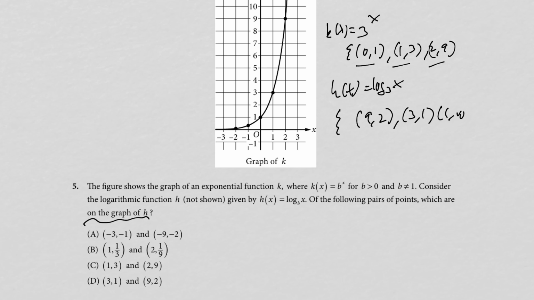So which are on the graph of h, which isn't shown, which incidentally looks something like that? Well, (1, 3), (2, 9), and (0, 1) are points on the original. But if I take those points and switch the x and y around, I get points on the inverse graph. And that's why the answer is choice D.